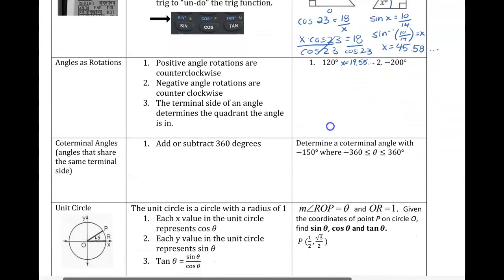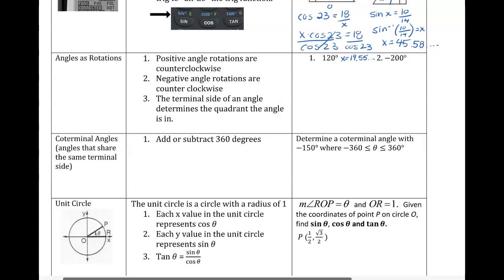In the next section, we talk about angles as rotations. So if you were to draw a 120-degree angle, well, we know this is 0, this is 90, this is 180, so it would be a little short of there. Would be right about there. If I draw that arrow showing the rotation, that would be a counterclockwise rotation, and that would be approximately a 120-degree angle. Now, if you have a negative angle measure, that just means you're going clockwise.